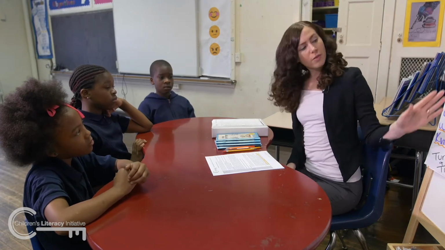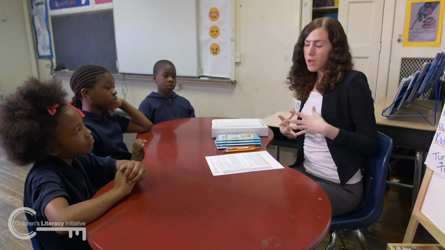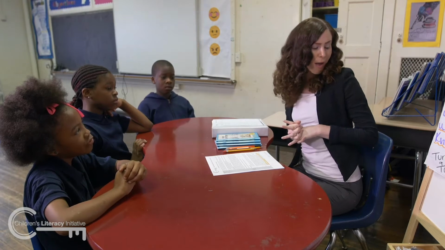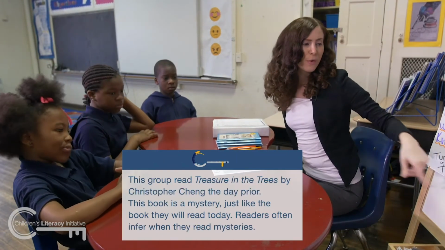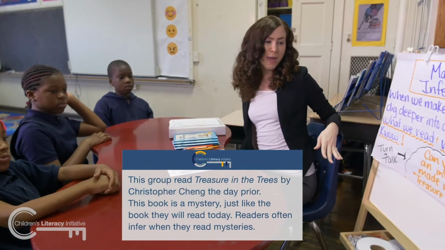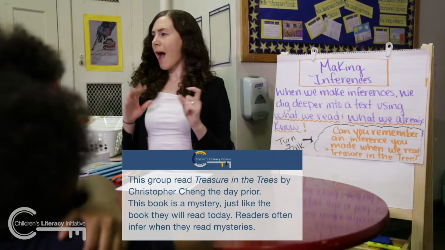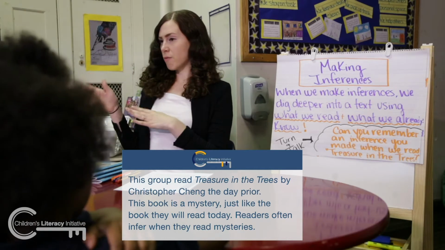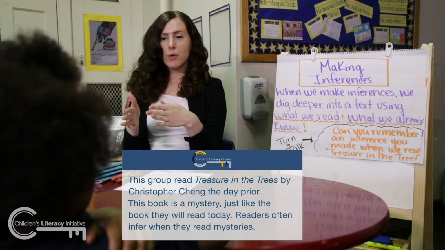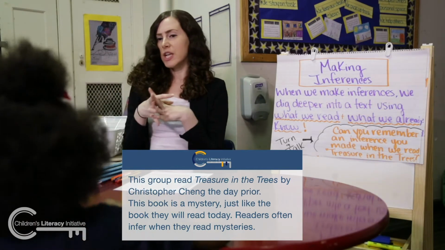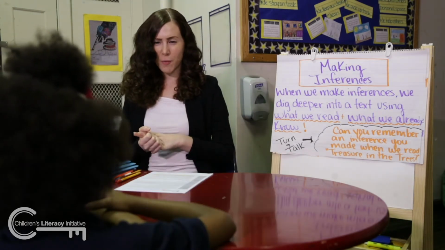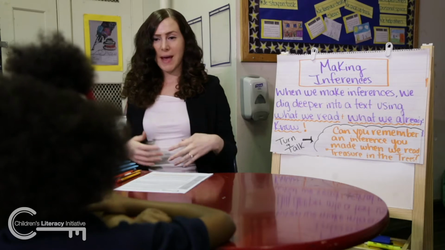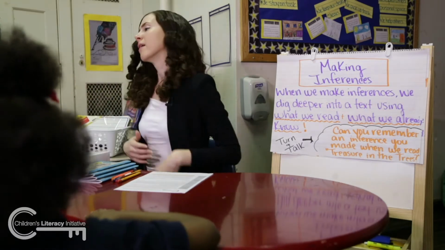So because this is a little bit of a review for us, I wanted you guys to turn and talk very quickly. And my question for you is, can you remember an inference you made when we read Treasure in the Trees? I'll actually talk to Terrell, and I'll just have you two turn and talk to each other. And it shouldn't take more than 30 seconds for us to just think about an inference that we made. And then we'll come back together and we'll share out, okay?